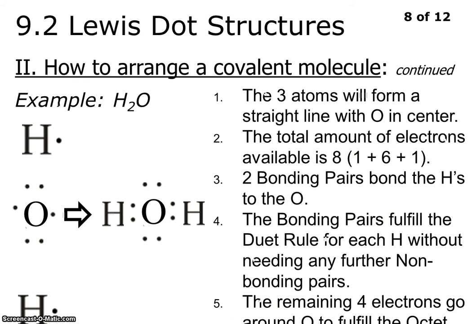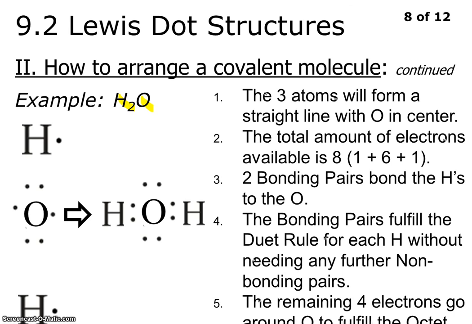So let's go through these rules using H2O as an example. Step 1, the 3 atoms will form a straight line with O in the center. Again, we know it's O because in H2O, the 2 is referring to H's. There's only one O because there's no number here, so we can assume it's a 1. The total number of electrons we can use, or dots, is 8. 1 for the first hydrogen, 6 for the oxygen, and 1 for this hydrogen makes 8.